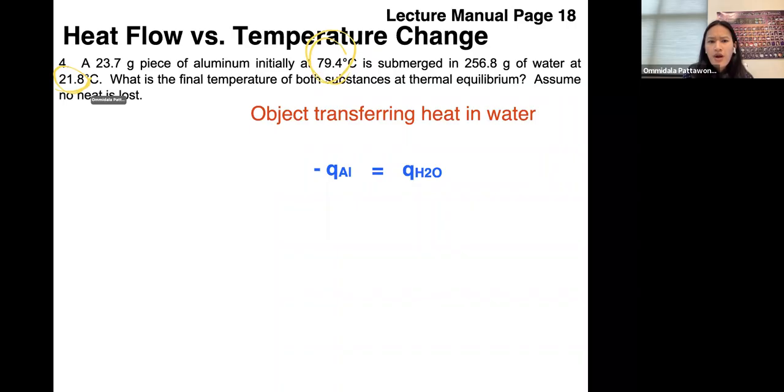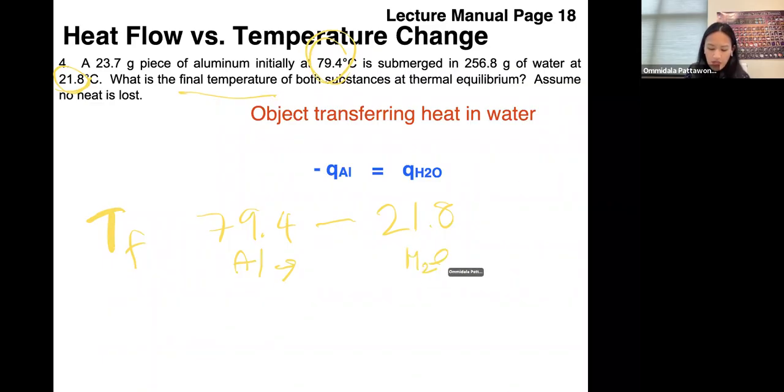Think about this. Remember, aluminum has a higher temperature at 79.4, right? And then it's submerged into water, which is at 21.8 degrees Celsius. You should therefore expect that the final temperature should be lower than 79.4, and it should be higher than 21.8. So this is the range of the final temperature. Why? Because the temperature of aluminum has to drop, and the temperature of water has to increase, therefore it's going to be within that range. If your answer does not come out within this range, you are doing something wrong. So that's how we check our answer here.